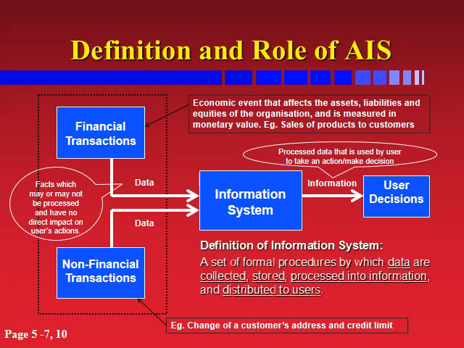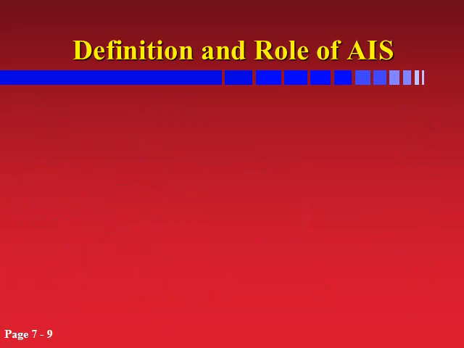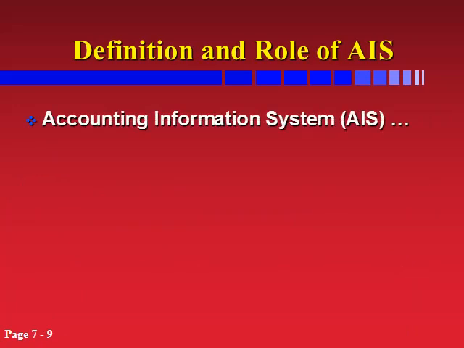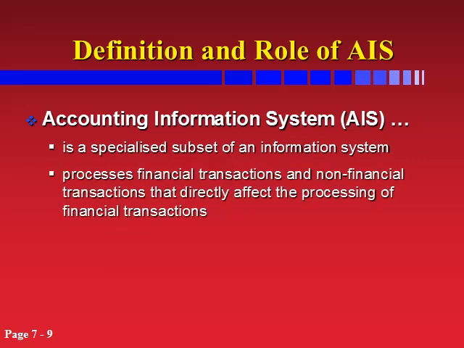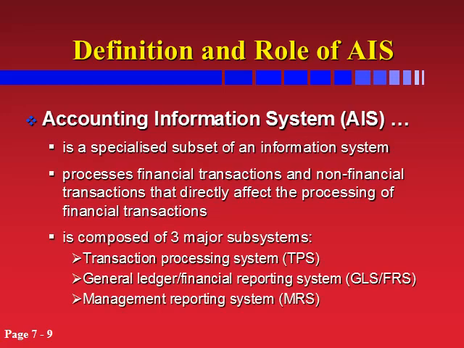Hence, an information system is defined as a set of formal procedures by which transactions or data are collected, stored, and processed into information, and then distributed to both internal and external users for decision making. The accounting information system is a specialized subset of an information system in that it processes financial transactions and non-financial transactions that directly affect the processing of financial transactions. Now, the AIS is composed of three major subsystems.